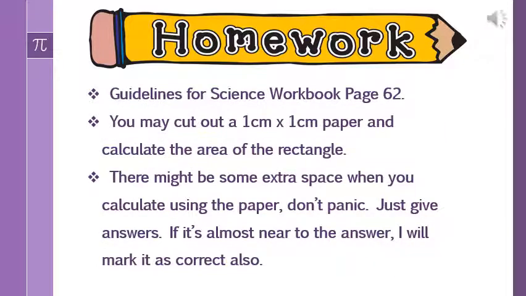Now this is the guidelines for science workbook page 62. Okay, so you may cut out a 1 centimeter times 1 centimeter paper and calculate the area of the rectangle. So means you draw a square with 1 centimeter for the length and 1 centimeter for the width, and then you cut it out, and you can calculate the area of the rectangle using the paper.